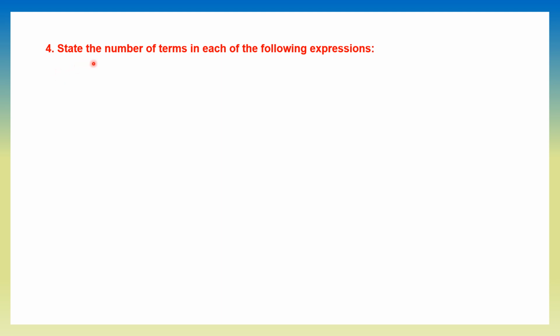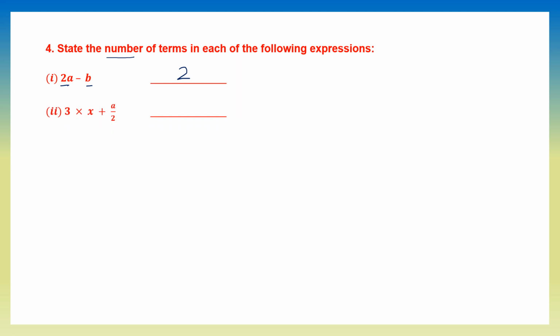Question 4. State the number of terms in each of the following expressions. So the first expression given to us is 2a minus b. So look out for the plus or minus signs. So this is a minus sign. That means it is separating two other terms. So here we have one term 2a, and here we have another term. So the question is state the number of terms. So there are two terms here.